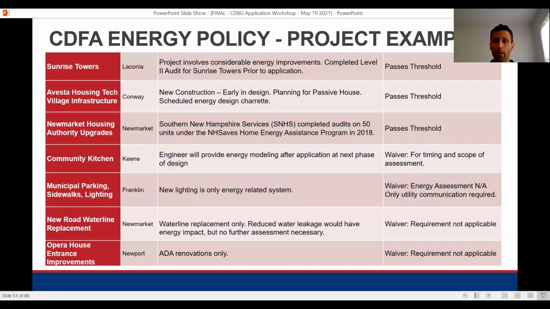So they submitted a waiver for the timing and the scope of the assessment, and we discussed how they could fulfill our requirements through this process, and we were able to do that with this waiver and then future modeling that they did.